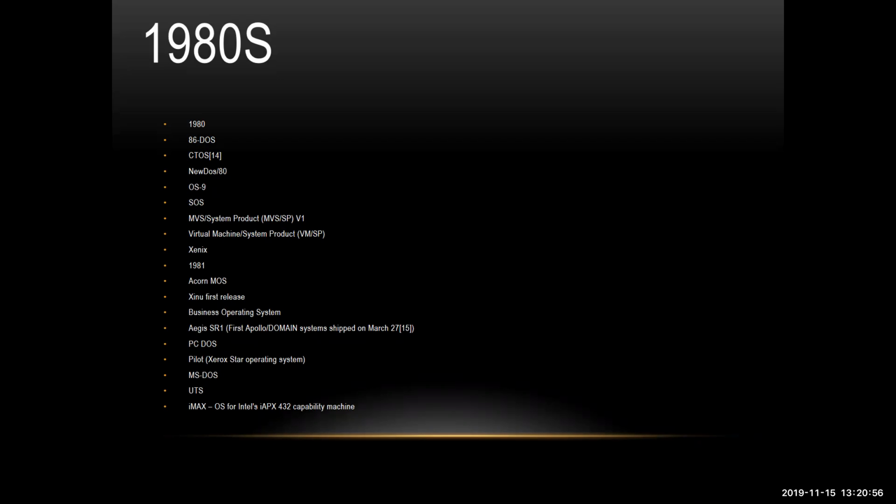And then we also had OS-9, SOS, also called Sophisticated Operating System. It is the primary operating system developed for the Apple III computer. We also had MVS system product, and then Virtual Machine System product, and then Xenix. Xenix is a discontinued version of the Unix operating system for various microcomputer platforms, licensed by Microsoft from AT&T Corporation in the late 1970s.